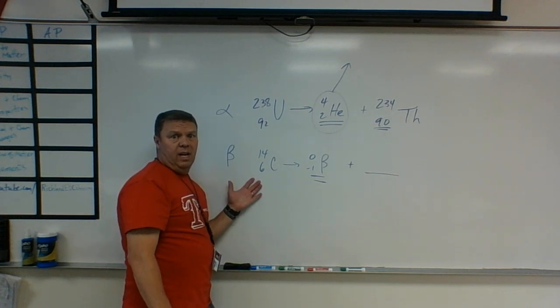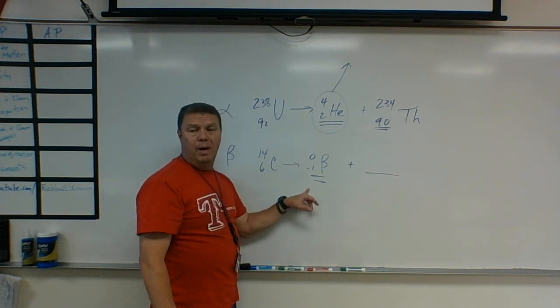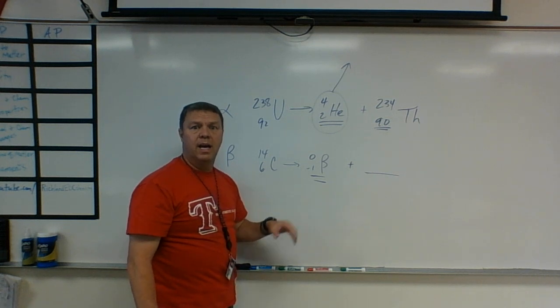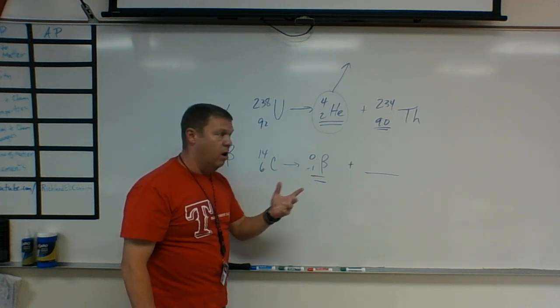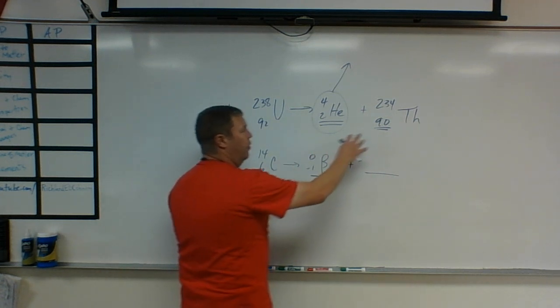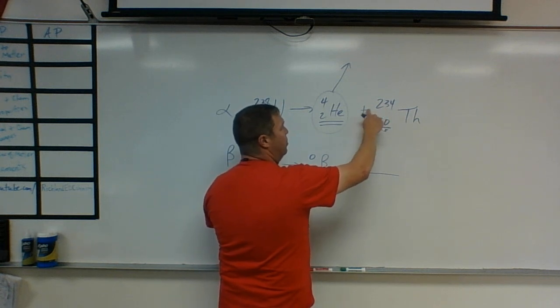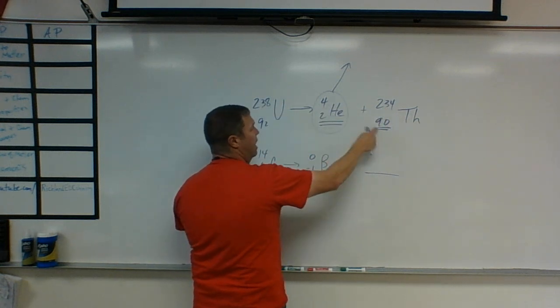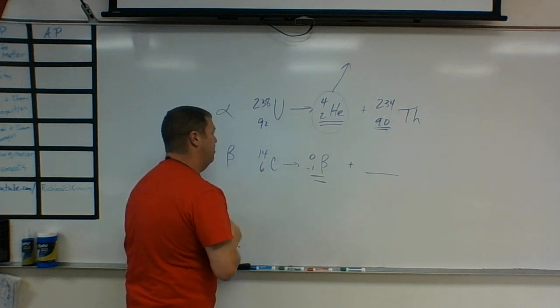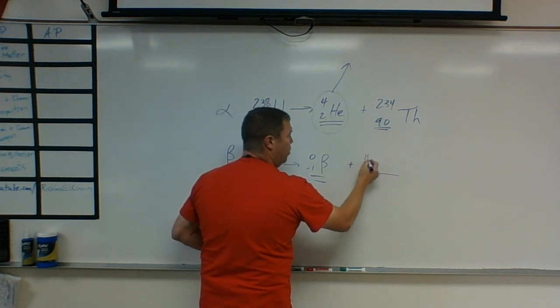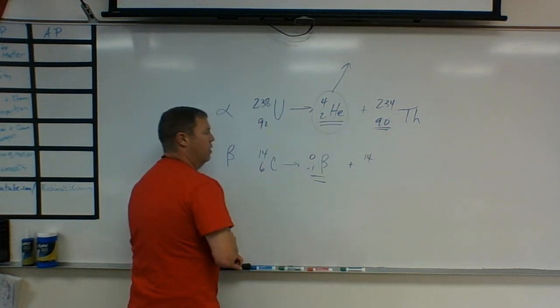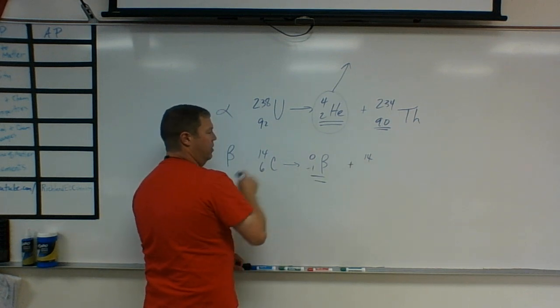Beta decay, on the other hand, is slightly different. It's 0, -1 beta, and in a beta decay, it's really a high-speed electron that's shooting off. Now, in this first one, you could always check your math. 234 plus 4 is 238. 90 plus 2 is 92. You can do the same thing here. Top number is going to be a 14, because 14 plus 0 is 14.